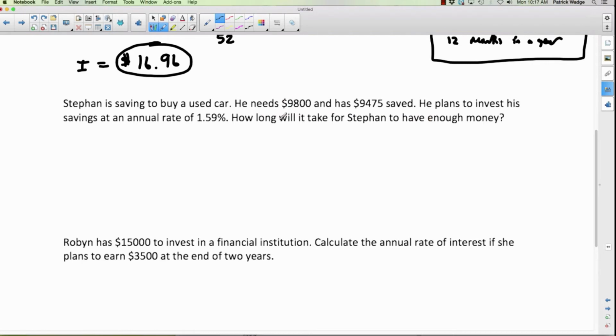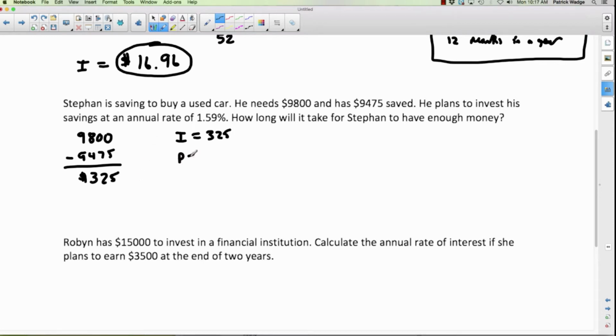All right, so the first thing we need to do is figure out how much more he needs. He needs $9,800, but he already has $9,475. So if we want to know how much more money he needs to go from $9,475 up to $9,800, what do we do? We subtract. Grab your calculators if you need. You're going to get $325. So that's how much money he needs to earn. How does he want to earn it? Through interest. So that's actually the interest in this case. His interest is $325. That's what he wants to earn in interest.